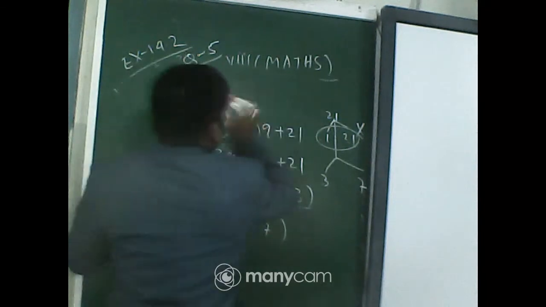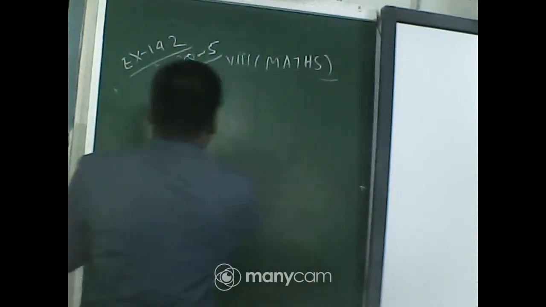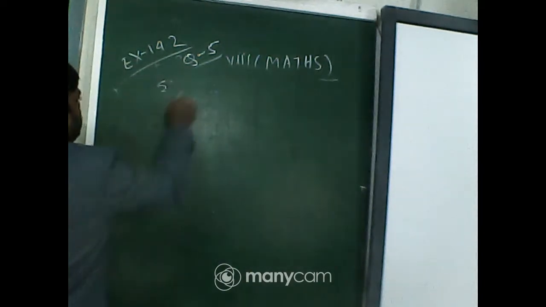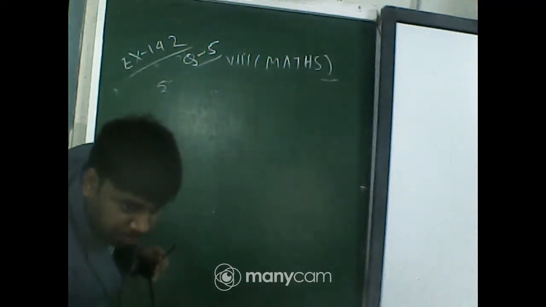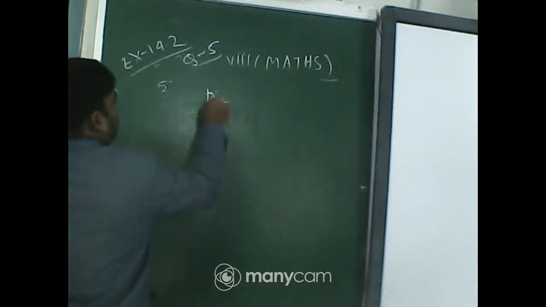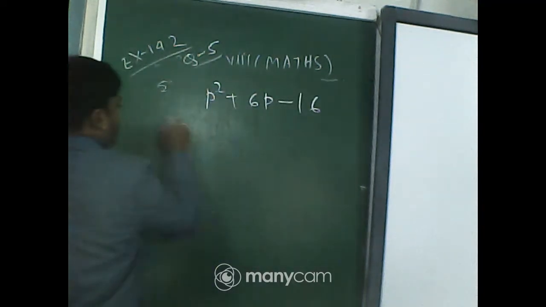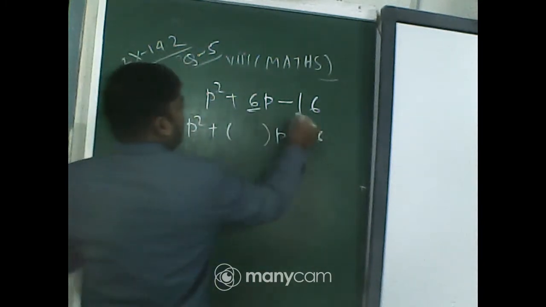So part 3 of question number 5: p square plus 6p minus 16. Now match 6 by using the factors of 16.